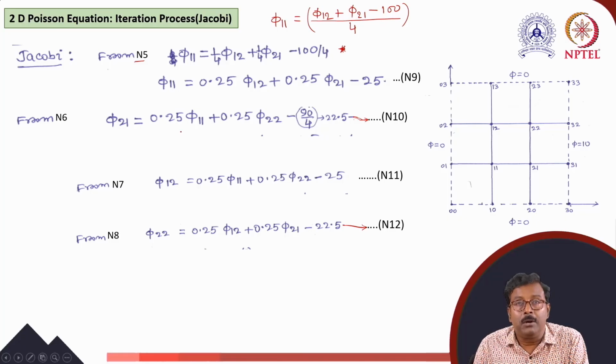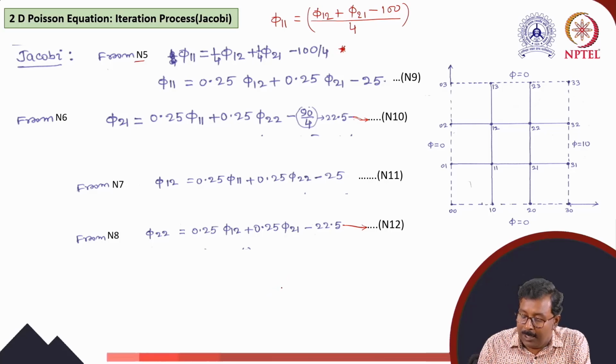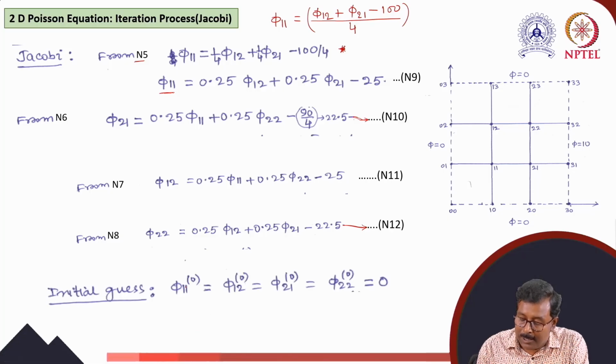So for the Jacobi method, we have to update iteration-wise. First we have obtained these 4 values for nodes phi 1 1, phi 2 1, phi 1 2 and phi 2 2. What is the next step? The next step is to again compute the value of phi 1 1 using this equation, but putting in the latest values of phi 1 2 and phi 2 1. So how can we update this? Suppose we take an initial guess.